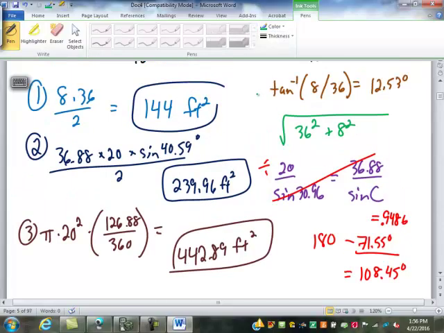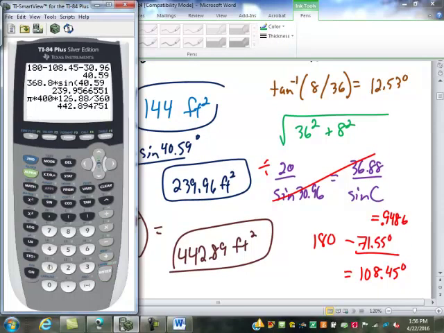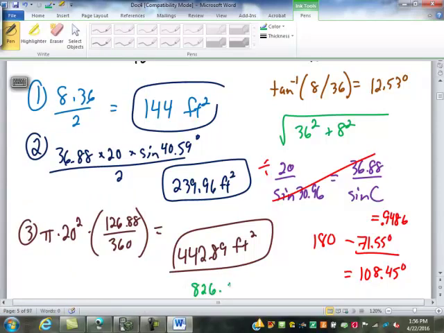So then for our final answer, take the 144 plus 239.96 plus 442.89, which gives us a total of 826.85 square feet. What do you guys think?